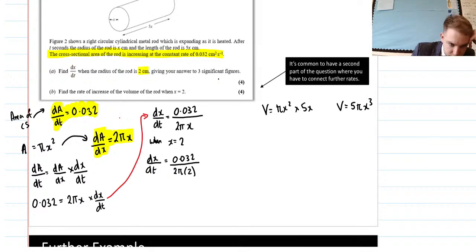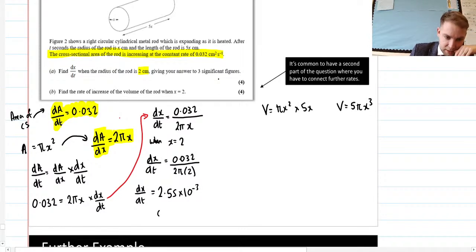So, dx by dt to 3 significant figures is equal to 2.55 times 10 to the minus 3. Do 3 jumps on that. So 1, 2, 3. It's going to be 0.00255. Let's check that. 1, 2, 3. Yeah, 0.00255.